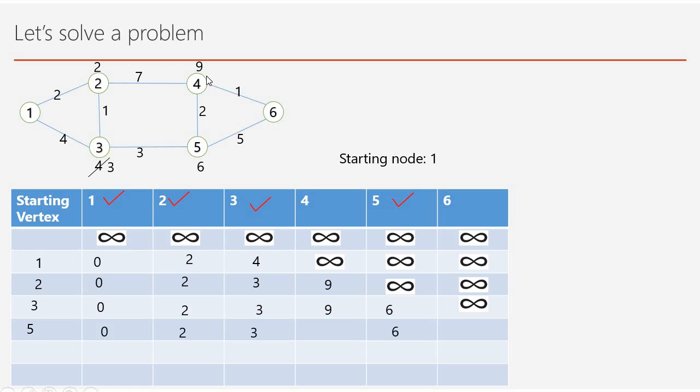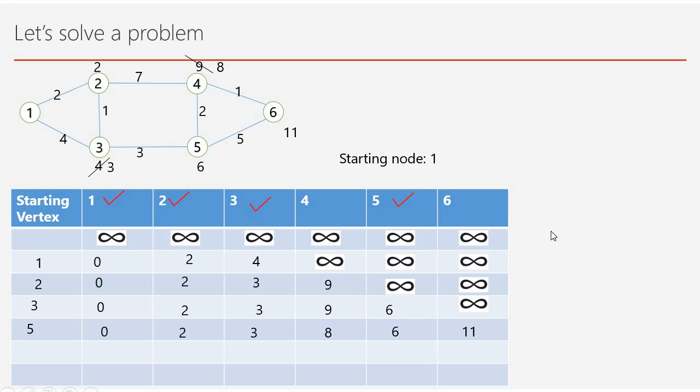5 has neighbors 4 and 6. 6 plus 2 would be 8. 8 is lesser than 9. So update the value to 8 and update the same thing in the table. Right? Then from node 5 to node 6, 6 is the weight plus the path weight 5. 6 plus 5 would be 11 and 11 is lesser than infinity. So update the value as 11 and update the same thing in the table.